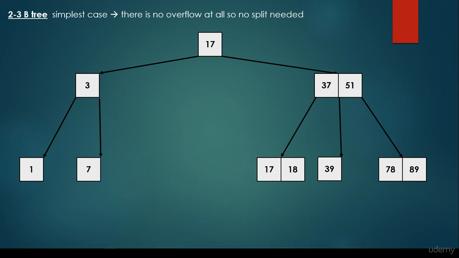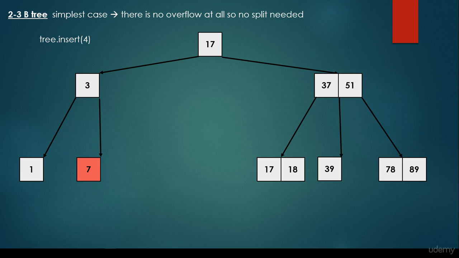So for example, we would like to insert some new items, and the simplest case is when there is no overflow, in the sense that we don't have to split nodes. So for example, let's insert 4. We start at the root node as usual for tree-like structures. We come to the conclusion that 4 is smaller than 17, so we go to the left. 4 is greater than 3, so we visit the right child.